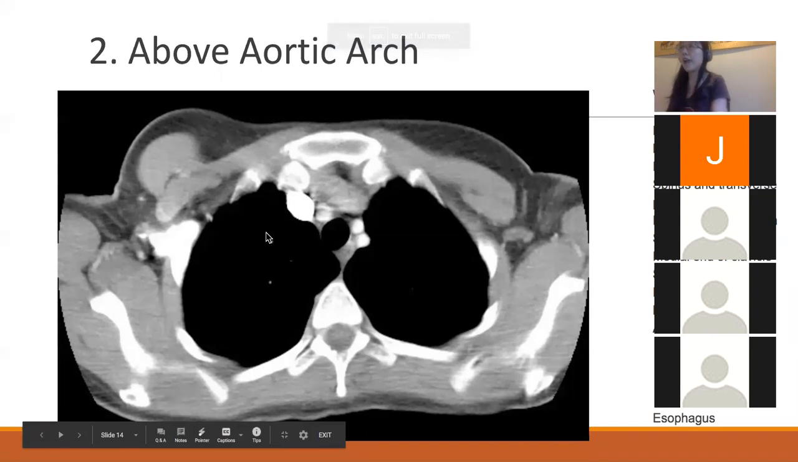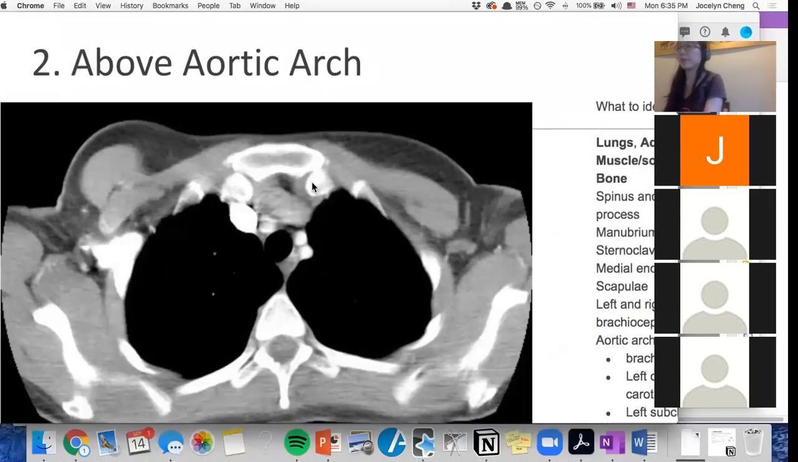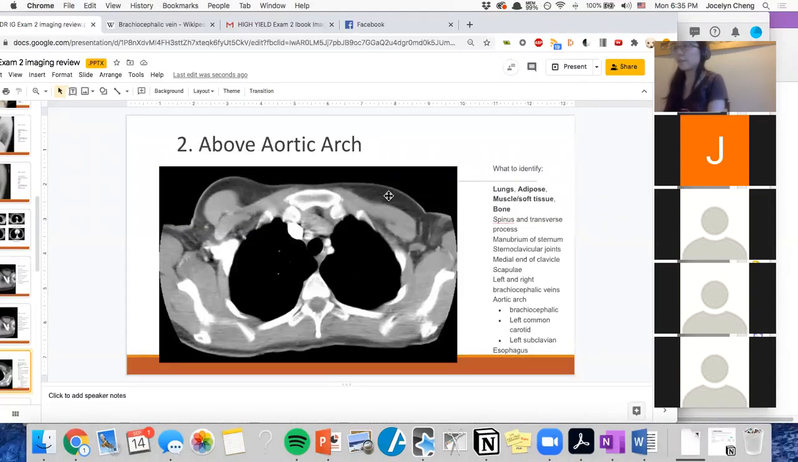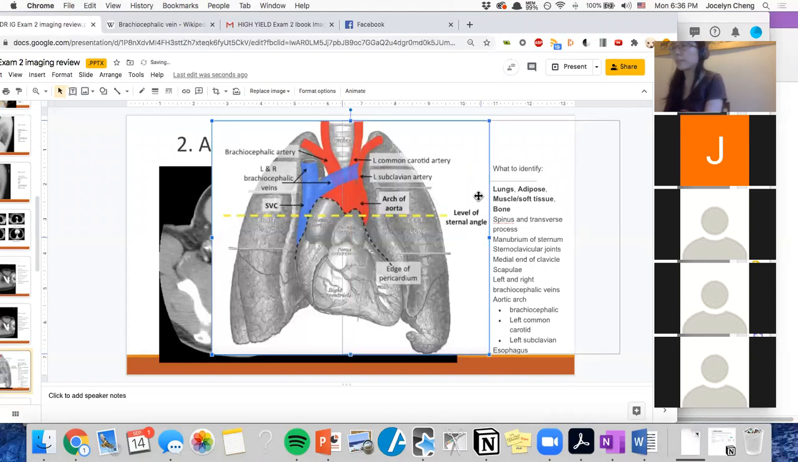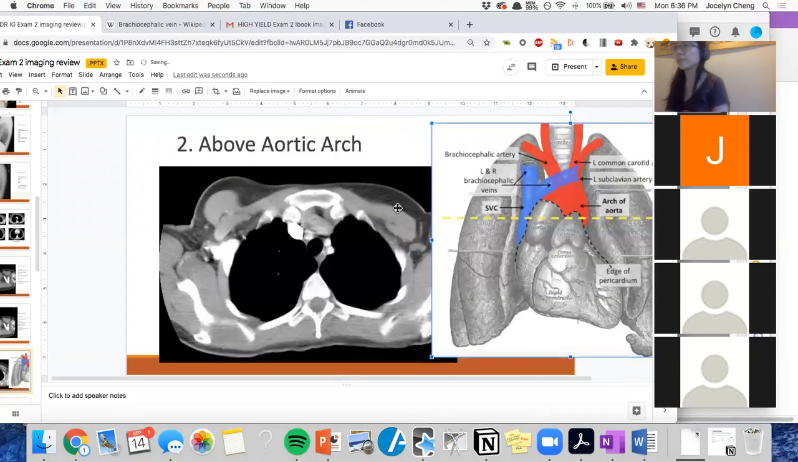Okay, so now we're right above the aortic arch. I'm just going to put that image back just because I liked going through this. So right now we are right above the aortic arch. What sort of vessels are we going to see? Actually, first let's just knock down some osteology.